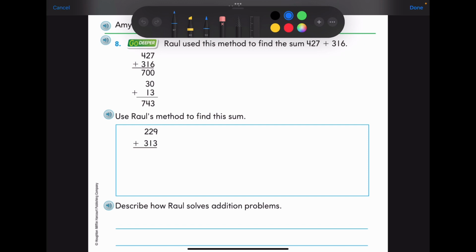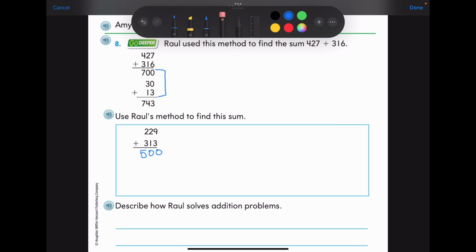If we look right here, we can see that first at 700, he solved 400 plus 300. Then for this one, he solved 2 tens plus 1 ten. And then that last one, he just solved his 7 plus 6, which is 13. So we're going to do the same thing. We're going to focus on our hundreds first. 200 plus 300 is 500.